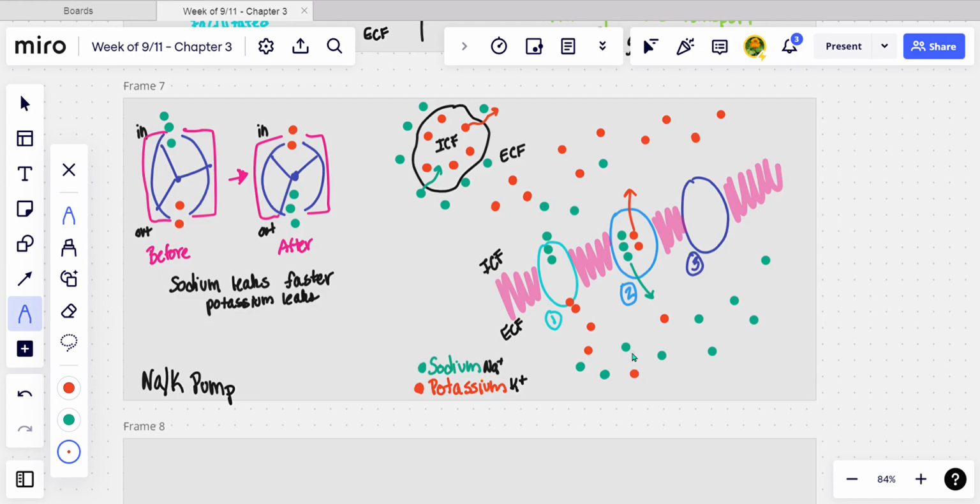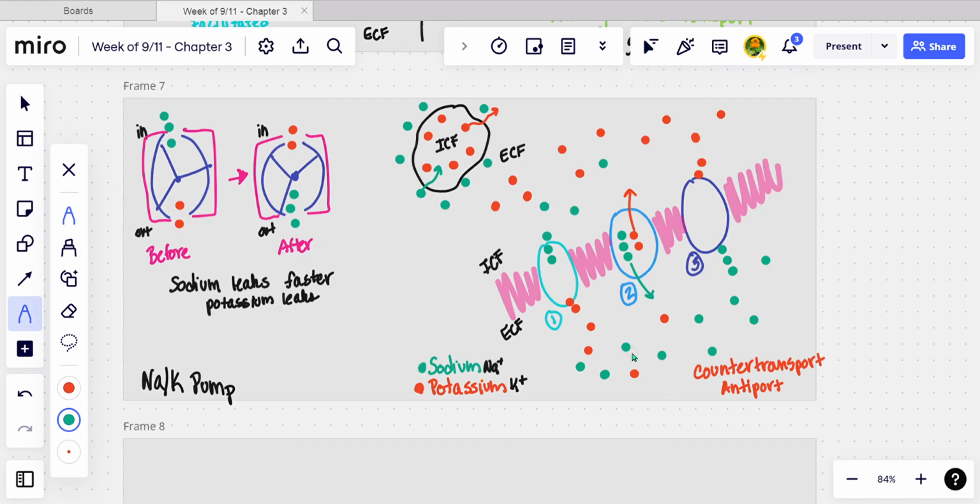And I just want to remind you that this is what is called counter transport, which I think is the term that your book uses. But you may hear me call this anti-port or anti-transport. Yeah, we'll just leave it like that. And at the end, when we're finished, the 2 potassium ions are released into the ICF, which is their original position, and the 3 sodium ions are also released into the ECF, which is their original position. So there's a lot going on here, right?